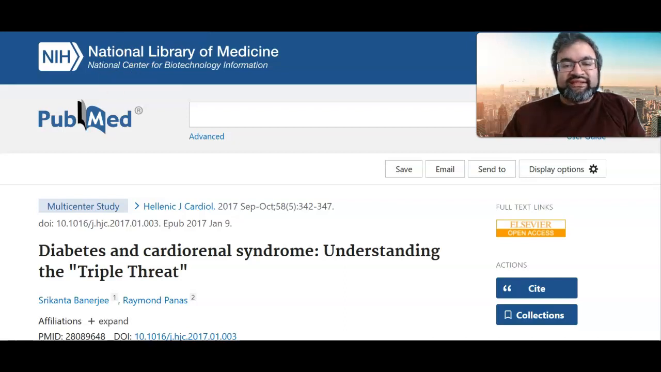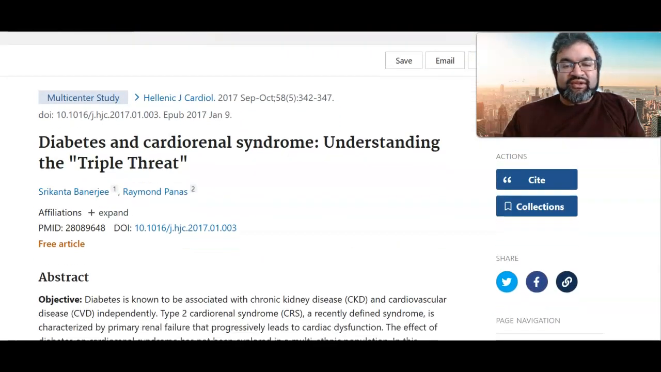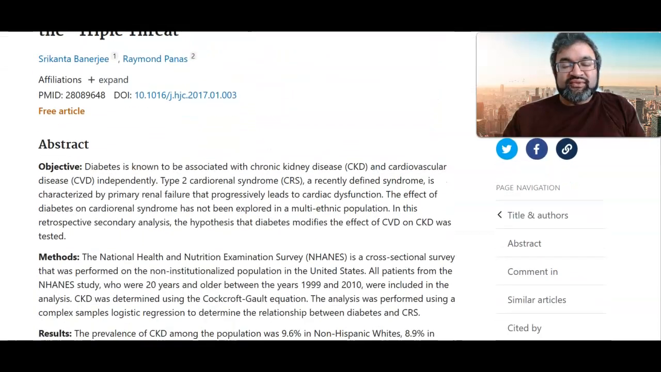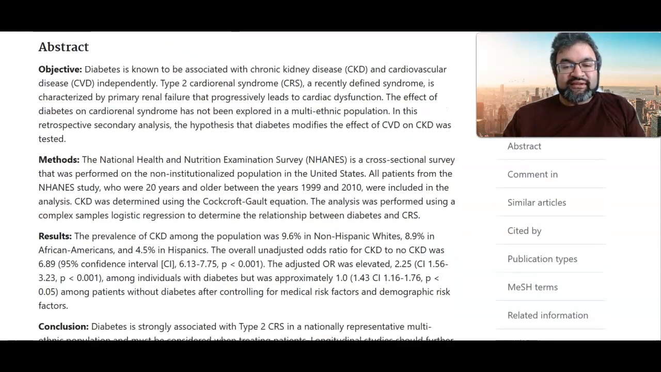So what defines a quantitative article? Diabetes and cardiorenal syndrome. As soon as you look in the abstract, you can find out what are the results. And as you can see, one of the telltale signs of a quantitative study is you'll see p-values. Not always is this quantitative, but most of the times. And then you'll see an odds ratio which has a 95% confidence interval of 6.13 and 7.75.